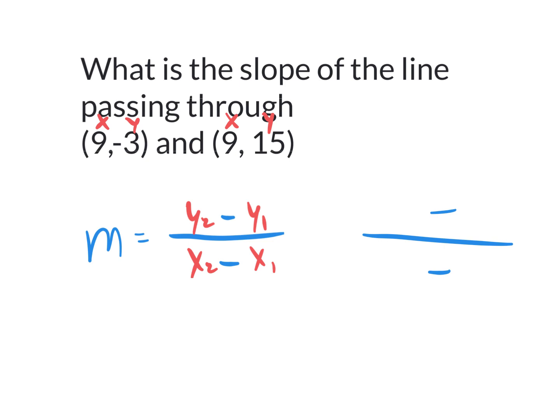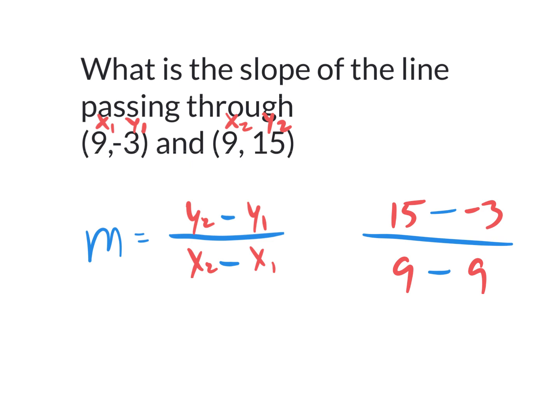The only thing is, if I tell you, look at x, you don't know if I'm talking about the first 9 or the second 9. That's why we label the first x, x1, and the second x, x2. Or if I tell you, look at y's, you don't know if I'm talking about the first y or the second y. That's why we label them y1 and y2. So let's plug in our values. y2 is positive 15, y1 is negative 3, x2 is 9, x1 is 9.